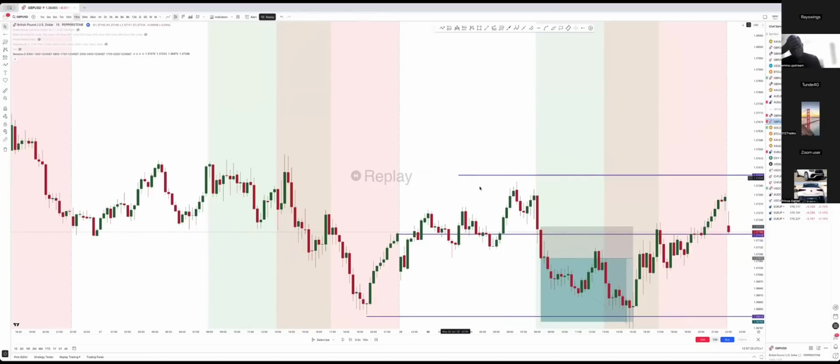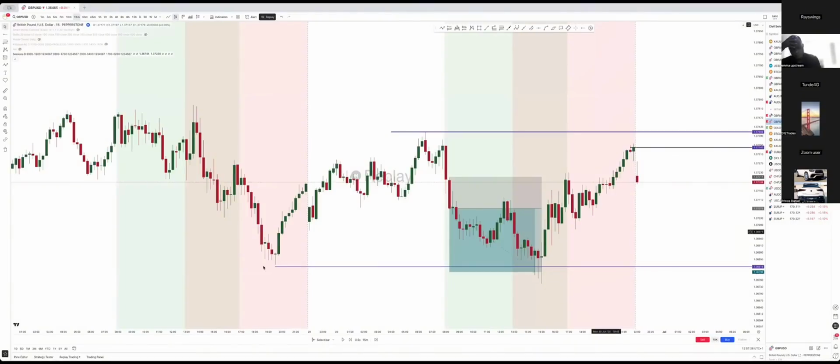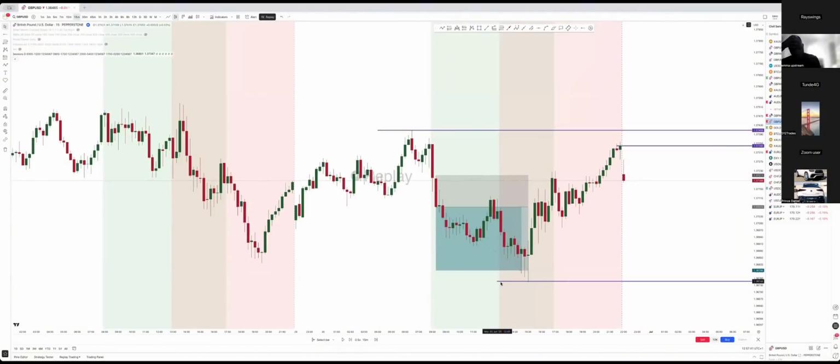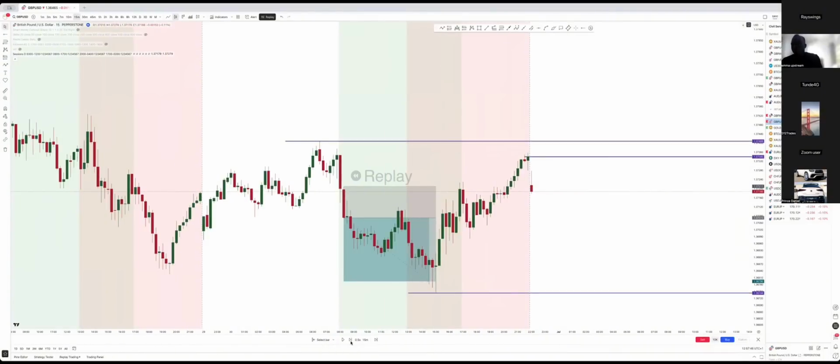Mark the highest point, which is here. Mark the lowest point. Or mark the closing. The close, which is here. This is the closing price here now. Then mark the lowest point. This is the lowest point here. Right? After marking this, then wait for price at London section. And let's see what price will do.